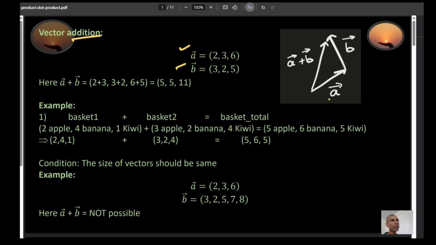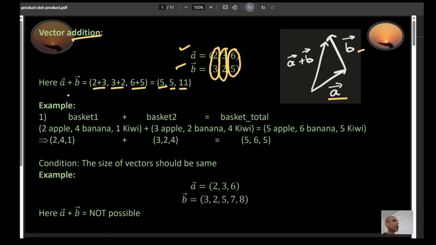And this is, let's say, my pictorial representation of vector A. So this is my vector A, and let's say this is vector B. And you want to add them together. Well, that's easy. Just add the corresponding components. Just add 2 plus 3, and that will give you 5. Add 3 plus 2, and that'll give you 5. And then add 6 and 5, and that will give you 11.